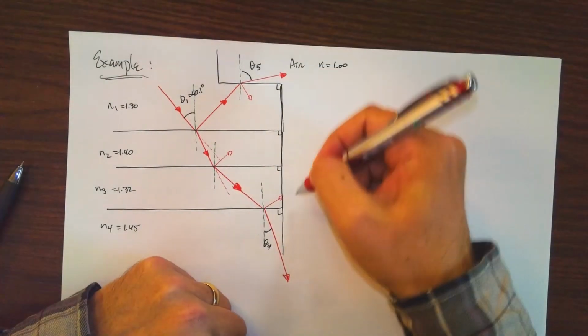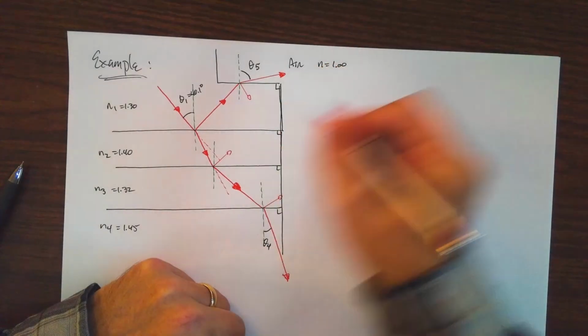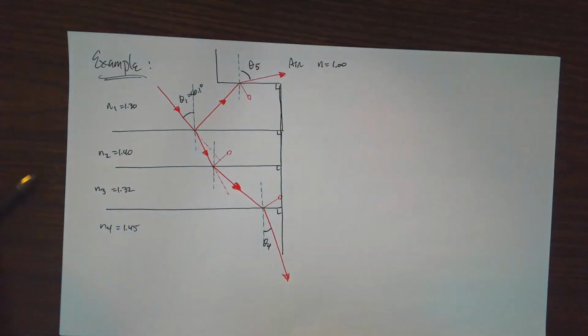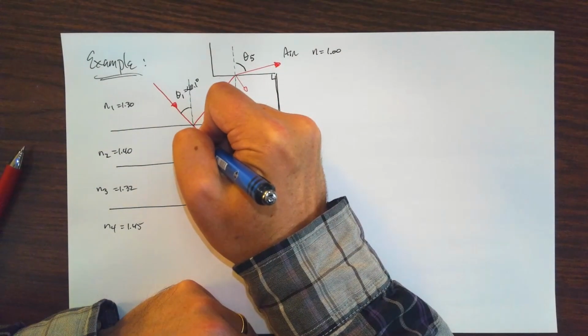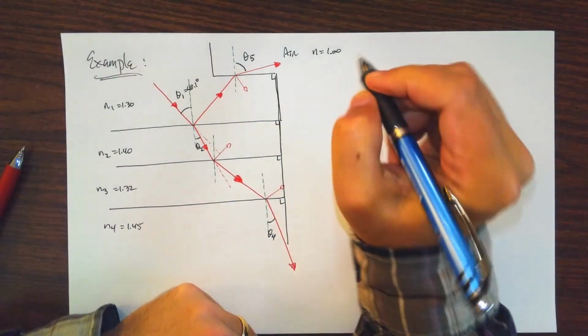Then this one will come up and hit here. That one will come down and hit there. I mean, there's all sorts of rays everywhere. We'll only draw the ones we care about. So very, very few of these rays. And so then what I can mark is I can mark that this will be theta 2, like so.